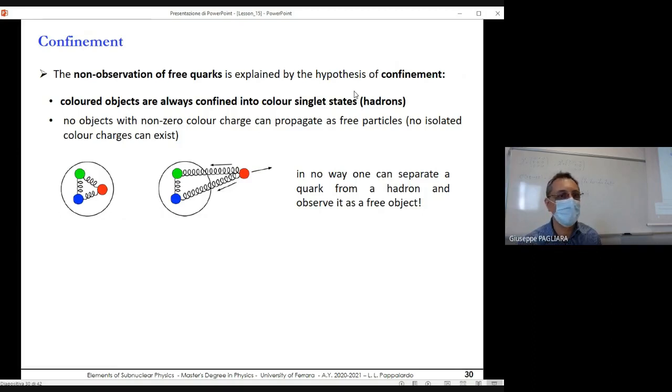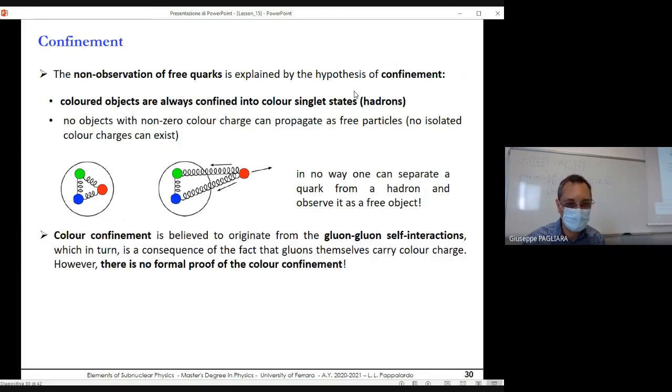Or in other words, no isolated color charges can exist. There is no way one can separate a quark from a hadron and observe it as a free object. No way. This is QCD. Now, color confinement is believed, let me stress, believed, to originate from the gluon-gluon self-interaction, which makes the huge difference between QCD and QED, of course. This in turn is a consequence of the fact that the gluons themselves carry color charges, as we know now.